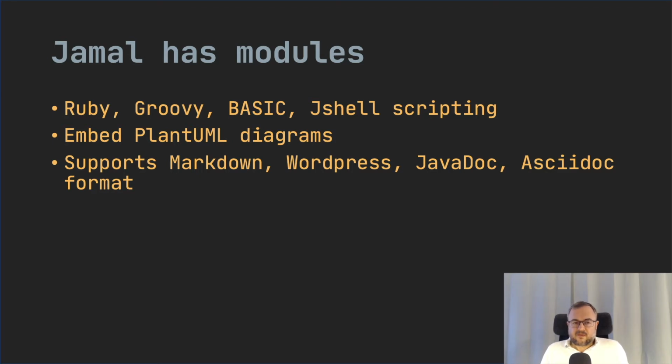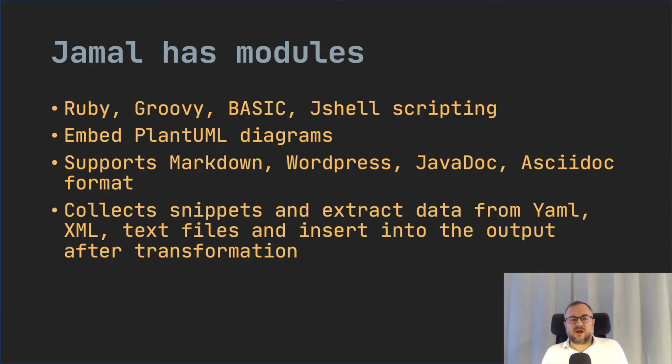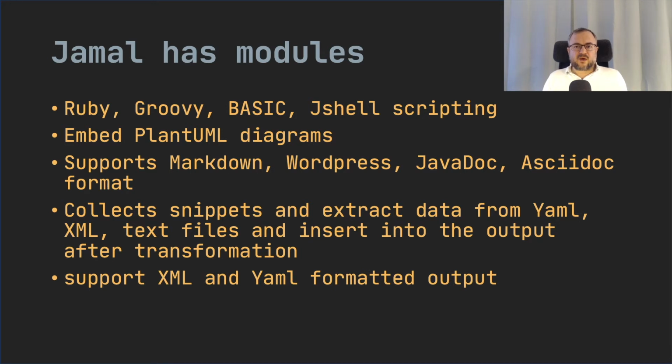And some of the modules can collect snippets and extract the data from YAML format, XML file, text files, and this data or the snippets can be inserted into the output. And if you want, you can even format or transform these snippets. And if you want, you can not just generate text output, but you can generate YAML formatted or XML formatted output. So you can use it as a kind of textual preprocessor for YAML files and for XML files.